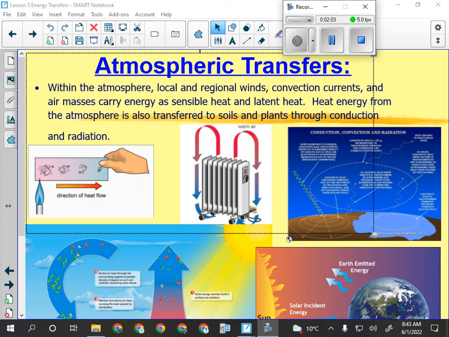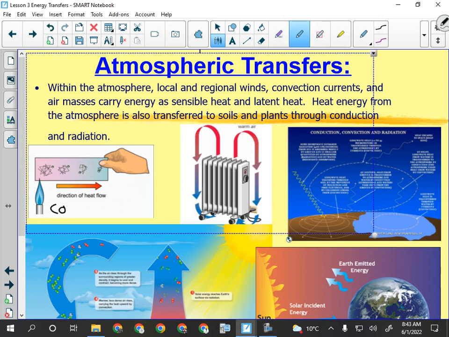We talked about conduction, which is how a metal spoon gets hot, or the handle of a metal spoon gets hot, even though the handle isn't in the hot liquid. It just conducts up the handle of the spoon by the molecules running into one another.